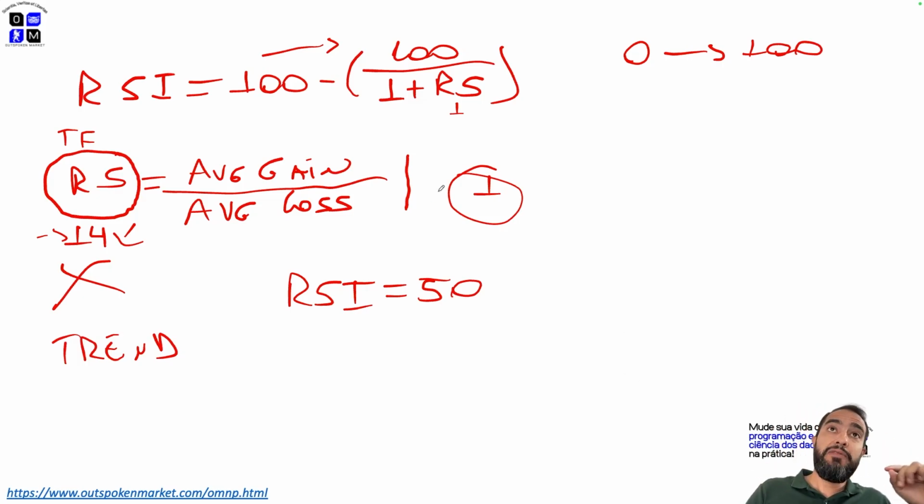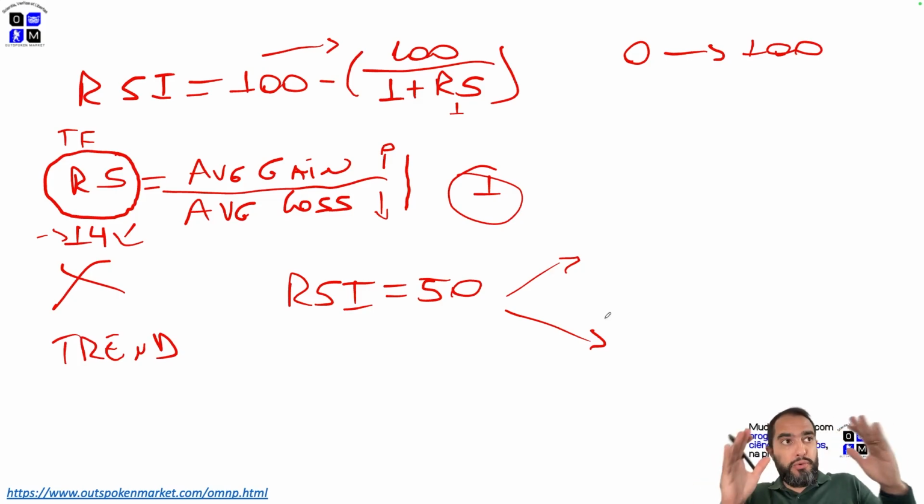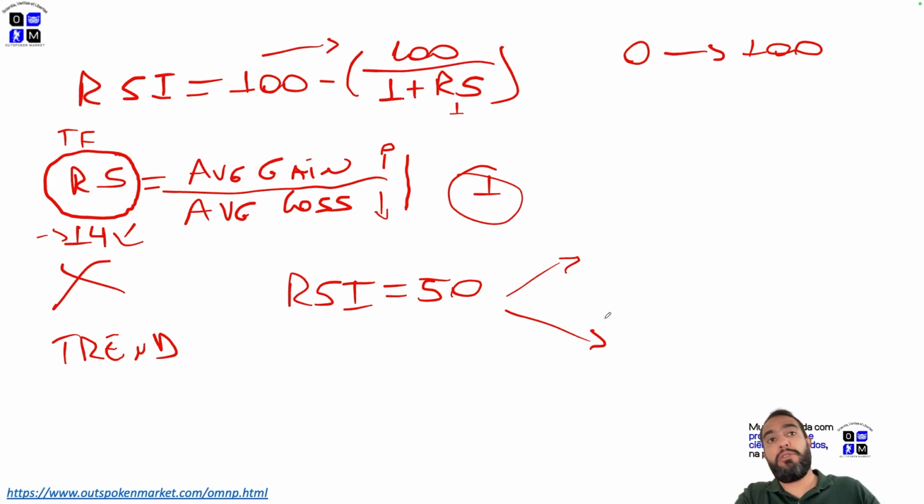Now, if the average gain goes above the average loss, is bigger than that, do you agree with me that the RSI is also going to be higher than 50? And if the average loss is higher than the average gain, the RSI will fall below 50. And this is like a train going on the rails. Once you have the average gain gaining momentum, or in the opposite side, the average loss gaining momentum, that train is going to keep on its rail until something else happens.